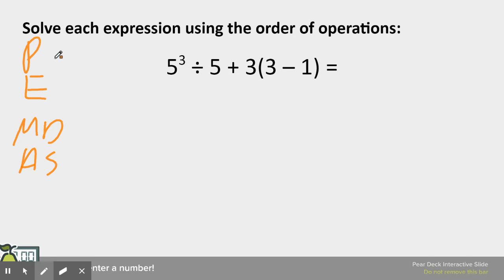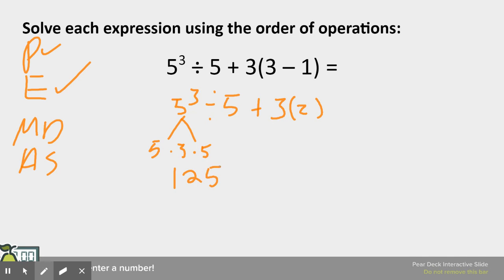All right, so I see that I have parentheses. So I'm going to have to subtract 3 minus 1, which gives me 2. And I'm going to rewrite my problem. Now I have exponents, so I need to rewrite this. So I know this is the same as 5 times 5 times 5, which gives me 125.